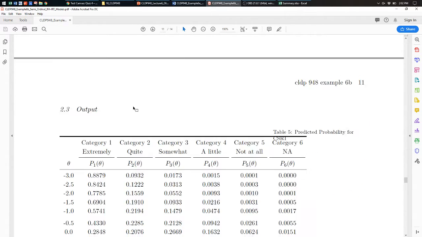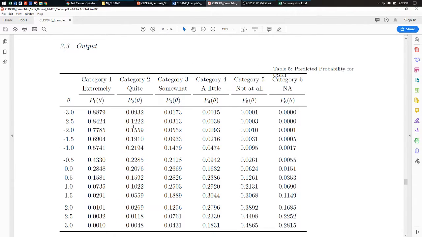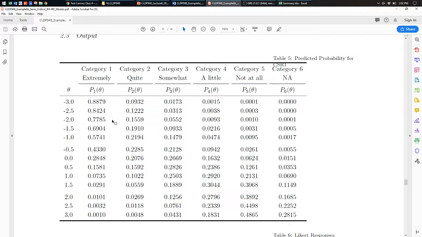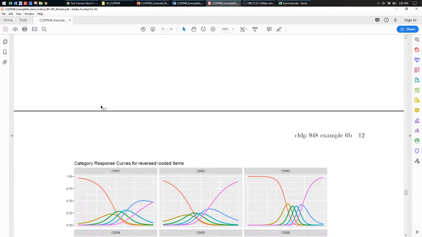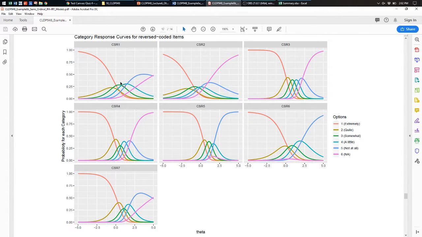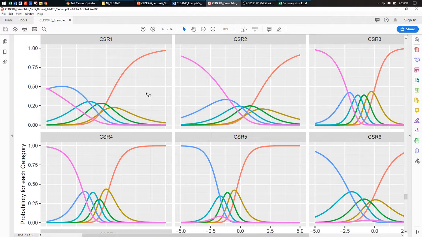Let's look at the parameters. So here's a predicted category table. I use this table to plot the category response. This plot is in reversed order. Yeah. Let's look at the next one down. This is back to the original order.